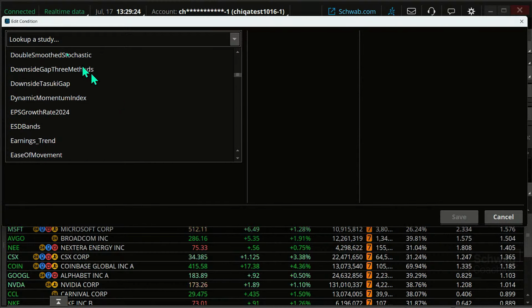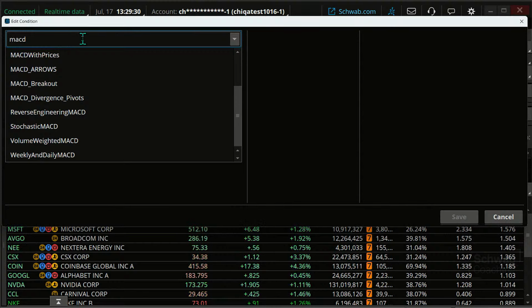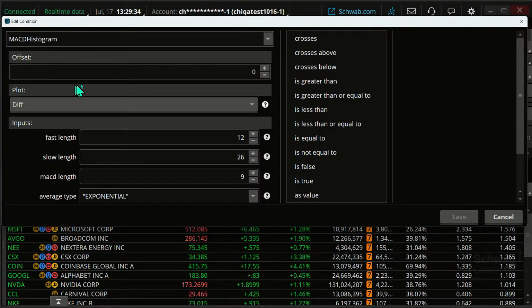So I'm going to scroll down. You can just type it in if you want. MACD histogram. There's MACD histogram. Now, what do I want that MACD histogram to do? There's no "is going up" here. So you start on the left with your study, and then you look here. Well, there's no "is going up." So we've got to think about this.